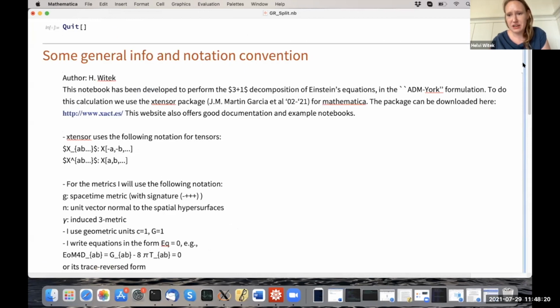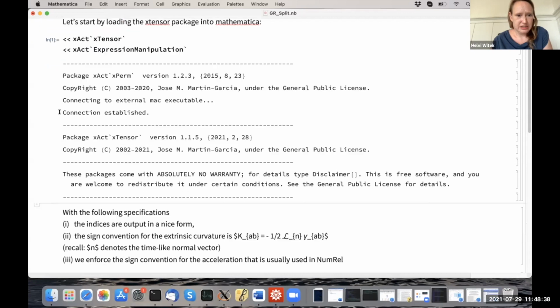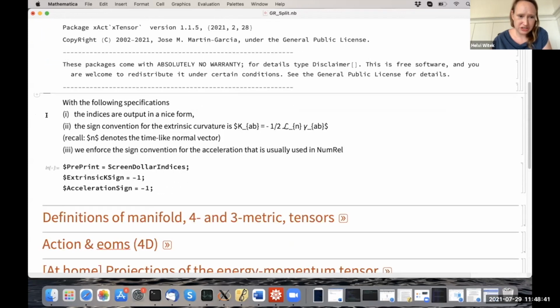So let's start loading xTensor. To do this, you would just use xAct and then xTensor. We will also use expression manipulation, which is included in the download that you will have from the website. Okay, good. One more notation thing that I will use just to make the output look nice: I say here screen dollar indices, which essentially in the end gives me a number for my indices. I will also use the minus sign for the extrinsic curvature.